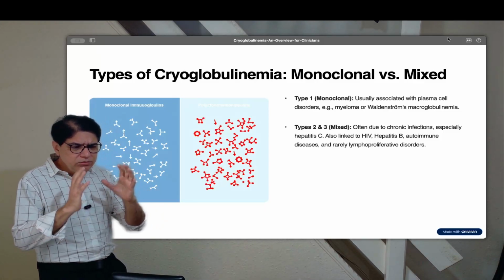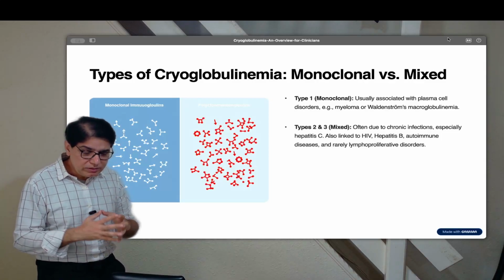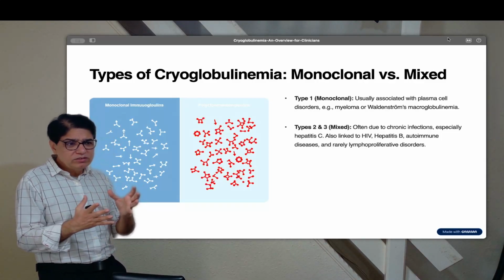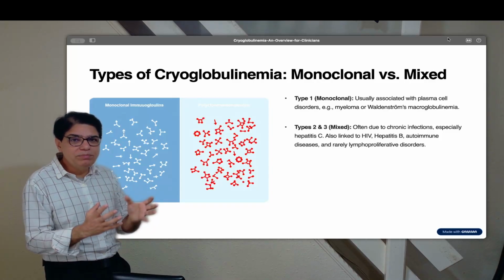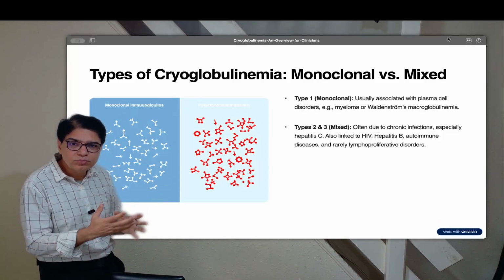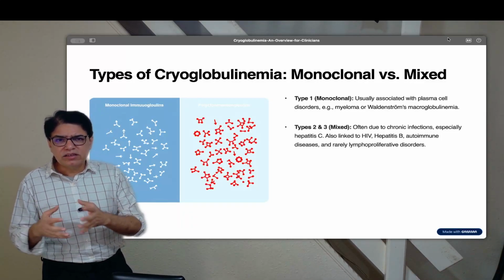Now, these immunoglobulins are not normal immunoglobulins. They are abnormal immunoglobulins. Normal immunoglobulins actually help you in fighting off different viruses and bacteria, but these ones are not helping you. They are actually your foes. So type 1 is usually associated with plasma cell disorders.